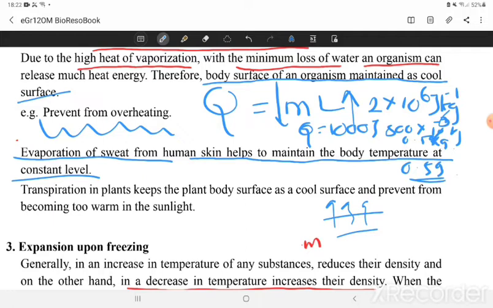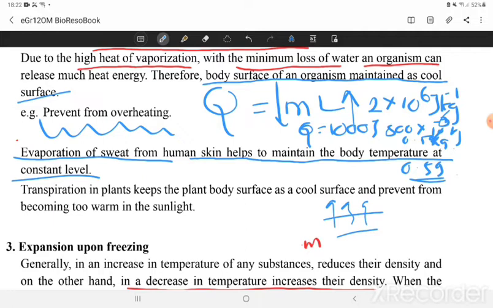If the temperature increases beyond that, what happens? Enzymatic functions will decline because enzymes would denature. We'll discuss that further. That means enzymatic functions would be lost. Therefore, when you evaporate sweat from our skin, it traps the heat and takes the heat away from our body, and this helps to maintain the body temperature at a constant level. Also, not only in us, in plants also, in a process named transpiration.